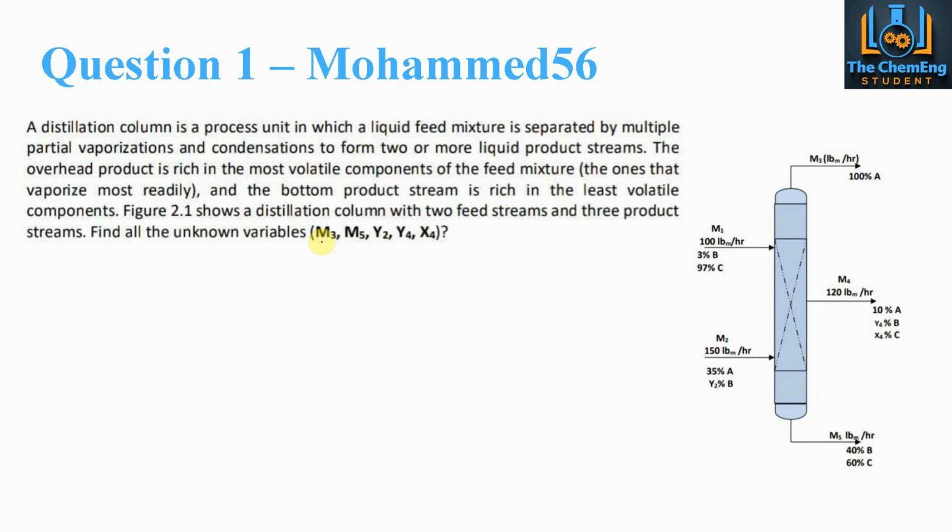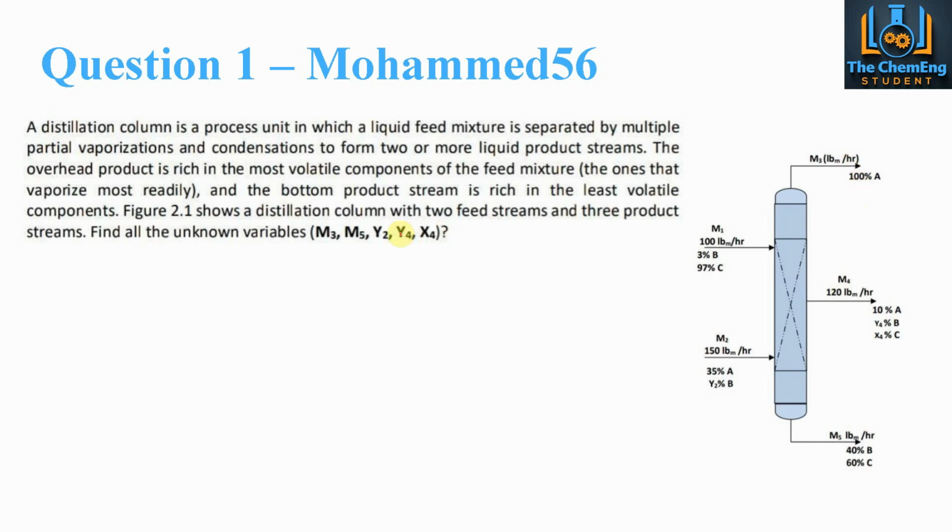So just to be clear, the M's in this case are the flow rates of the given stream. So we can see here that M1 is 100 pounds per hour. M4 is 120 pounds per hour. So we need to determine the flow rate of the bottom product and the flow rate of the top product.